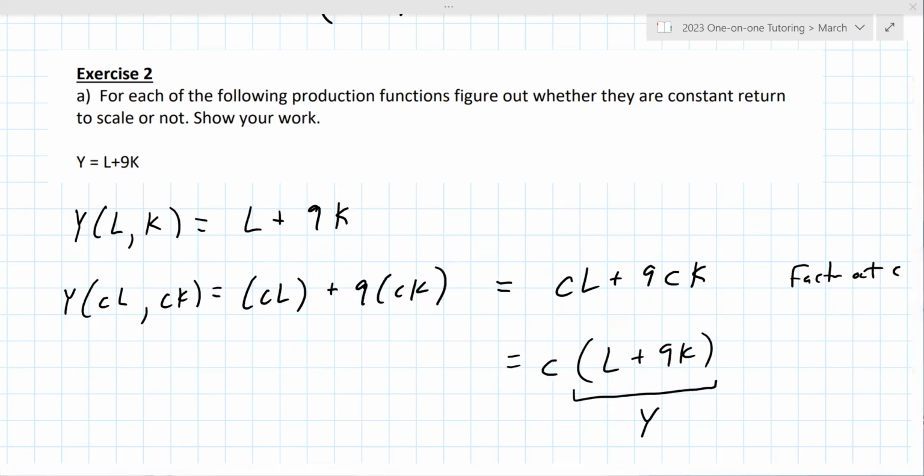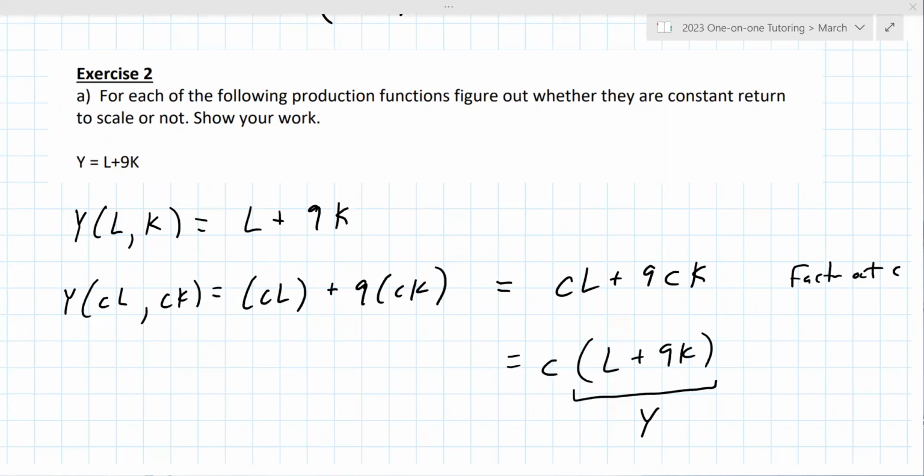Got it. So you just work the algebra around, and that's how you get it.